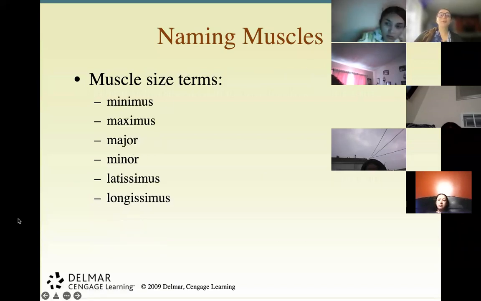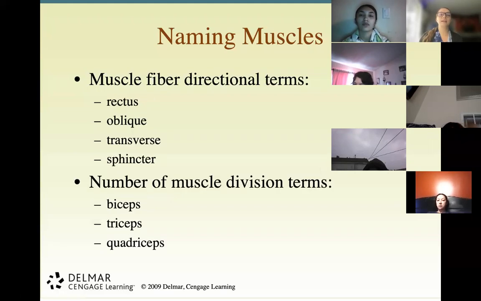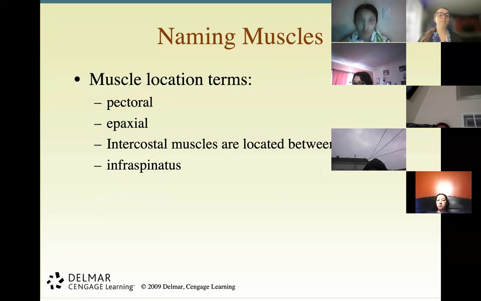Different size terms: minimus, maximus, major, minor, latissimus, longissimus. So for example, they do have a muscle called the latissimus dorsi. It's a long muscle that goes down the leg. So if you do decide to continue on and go into tech school or go for a doctorate, know that this is when you're going to be diving into all of these muscle size terms that I'm talking about in extreme detail.